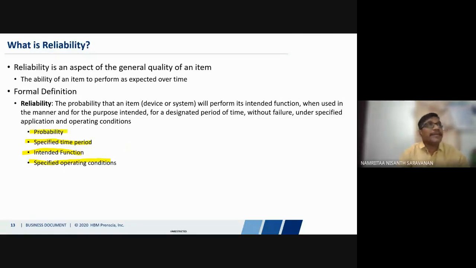So once again, I'm repeating, reliability is the probability of failure, probability of success in a way, with the specified time period and intended function. What do you mean by intended function? So if you ask your mobile, what are you expecting from your mobile? So you want a quick message, that is, you want a WhatsApp message, something like that. And you want a Facebook to be updated.